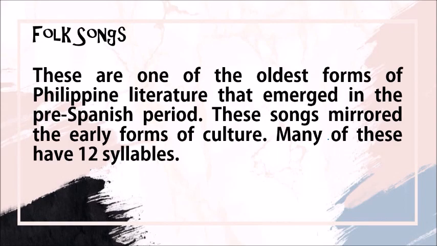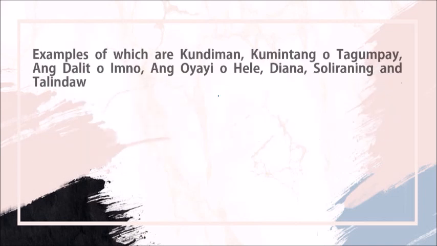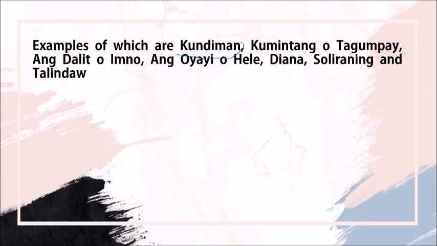The third characteristic of pre-Spanish literature is the folk songs. These are one of the oldest forms of Philippine literature that emerged in the pre-Spanish period. These songs mirror the early forms of culture. Many of these have 12 syllables. Examples are the kundiman, the traditional Filipino love song, as well as the kumintang or tagumpay, known for the Philippine music and dance.